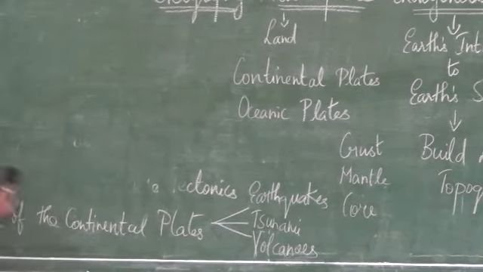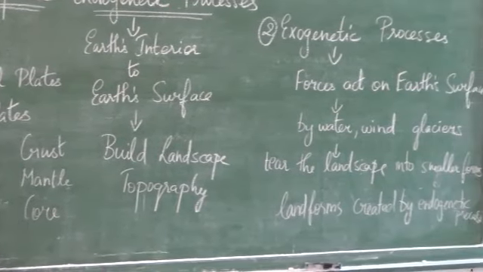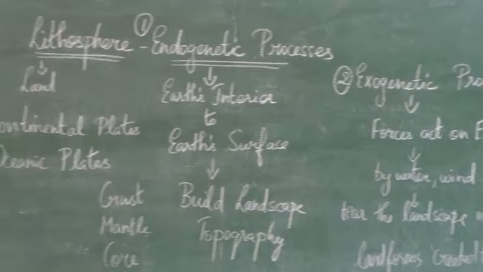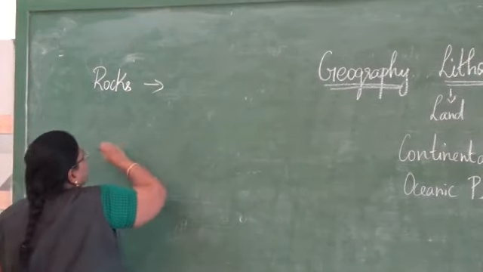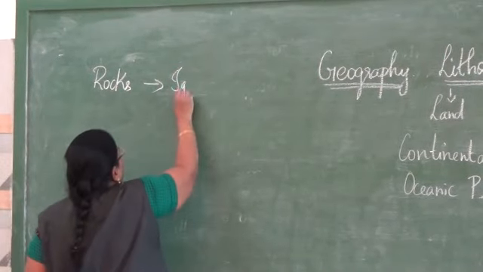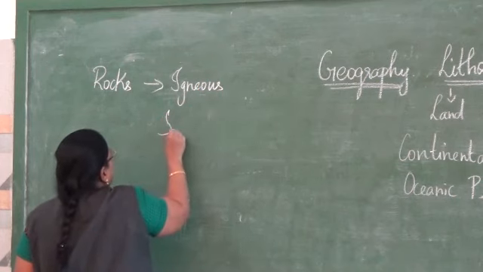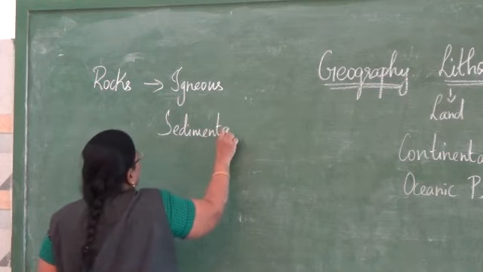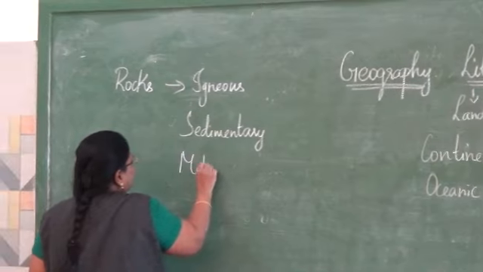Based on their structure, they are divided. So we have the igneous rocks, sedimentary rocks, and the metamorphic rocks.